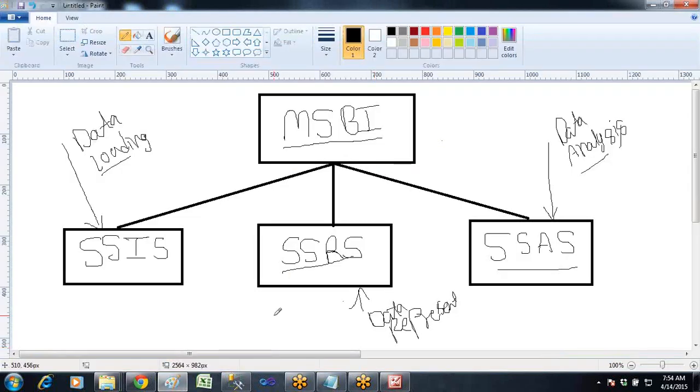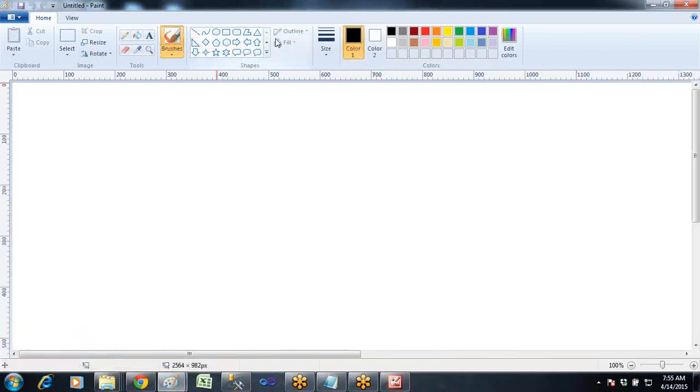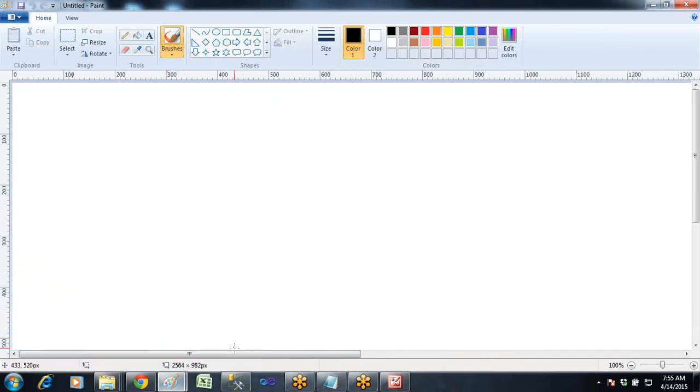Okay, so SSIS, SSRS, SSAS. I want to start with SSIS first. Okay, so data loading. What is the purpose of SSIS as per this diagram? Data loading. So data loading means moving from one place to another place.